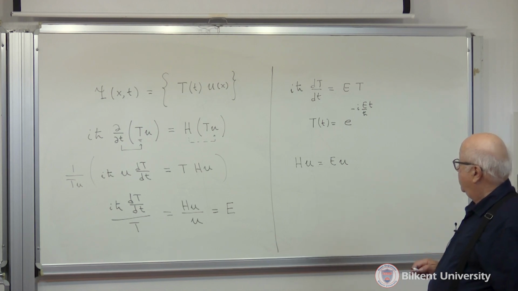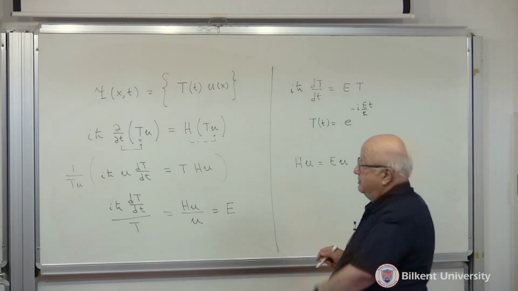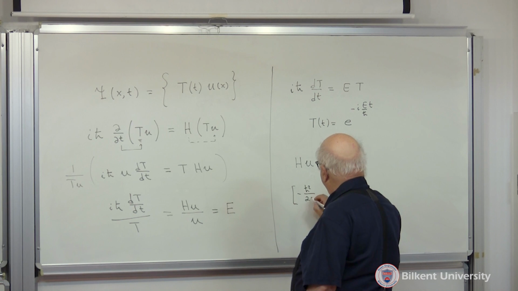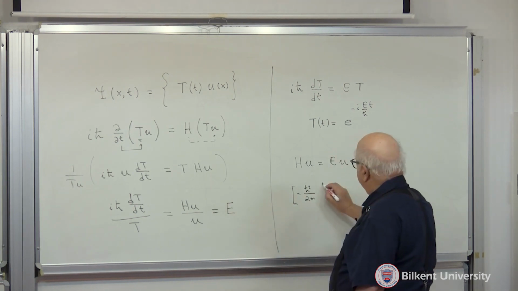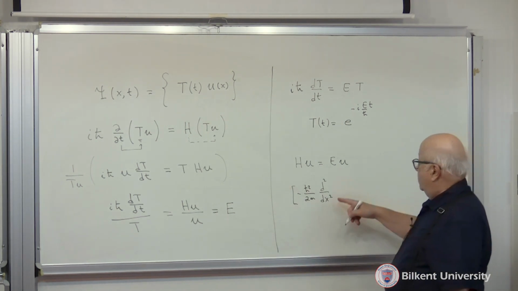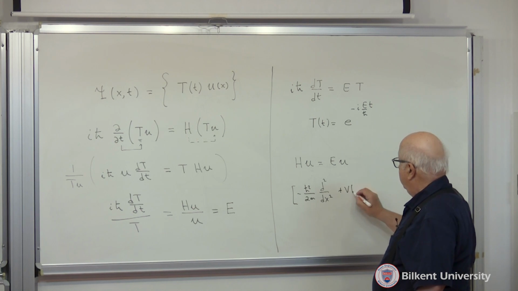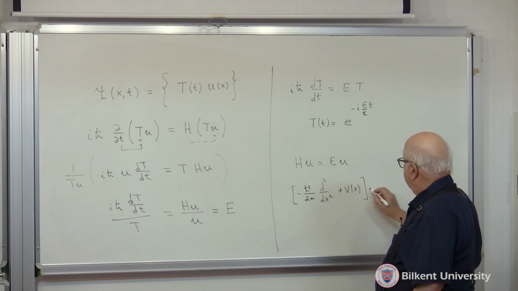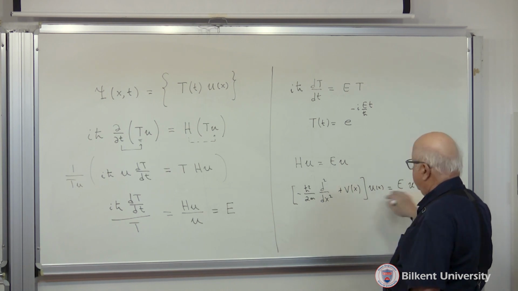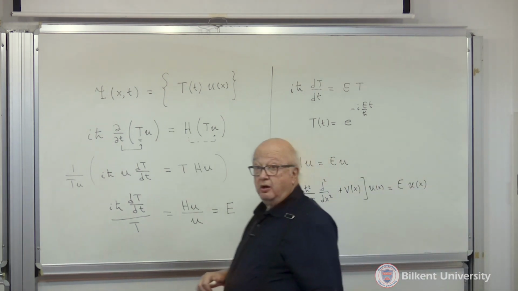Okay, so I have something like this. And let me just write this out in full. H is going to be minus ħ squared over 2m, ordinary derivative now, because there's no longer any time dependence, plus V of x, acting on u of x, is equal to E u of x. So this is the equation in its full form.